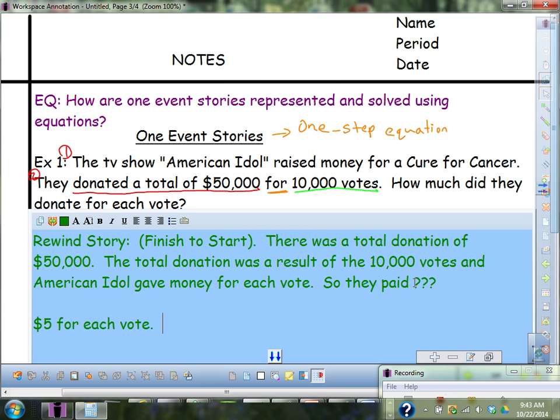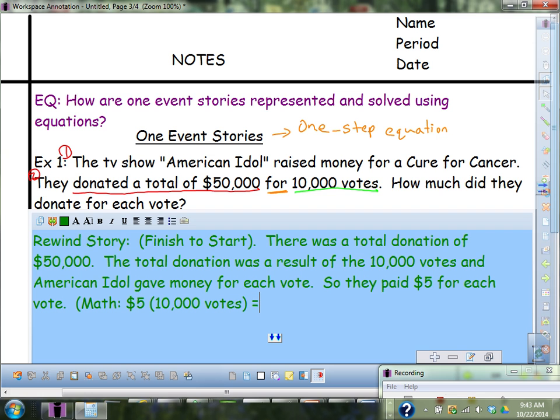So let's write our beginning, now that we know the beginning. And again, I'm training your mind to just think of this as common sense as opposed to getting wrapped up in the algebra. So they paid $5 for each vote. And then our math, let's just throw that in there. Our math was $5 times 10,000 votes, right? And how much is that?